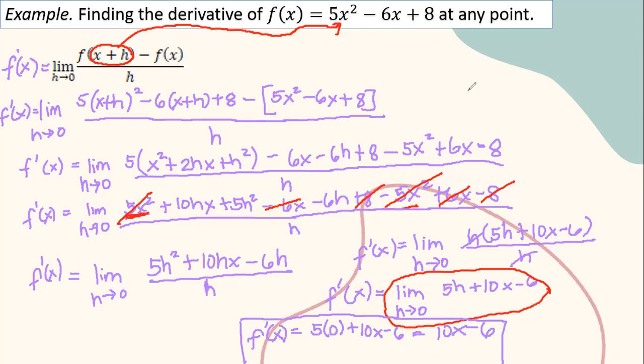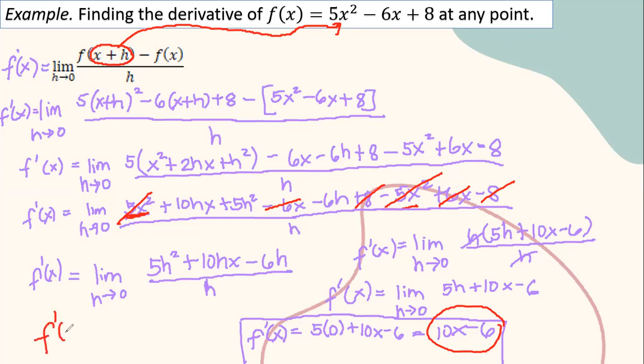Okay? So, kung mapapansin natin, parang function yung nakuha natin, which is 10x minus 6. Alright? So, ang final answer po natin dito ay yung 10x minus 6. Okay? So, that will be our f prime of x, 10x minus 6. Okay? So, we can use that para makuha yung derivative at any given point.